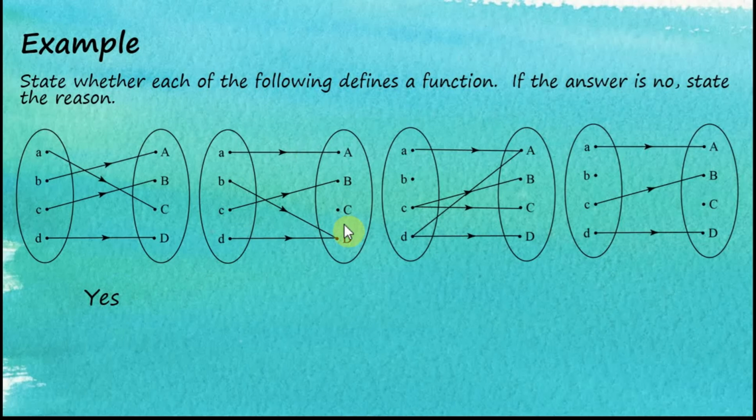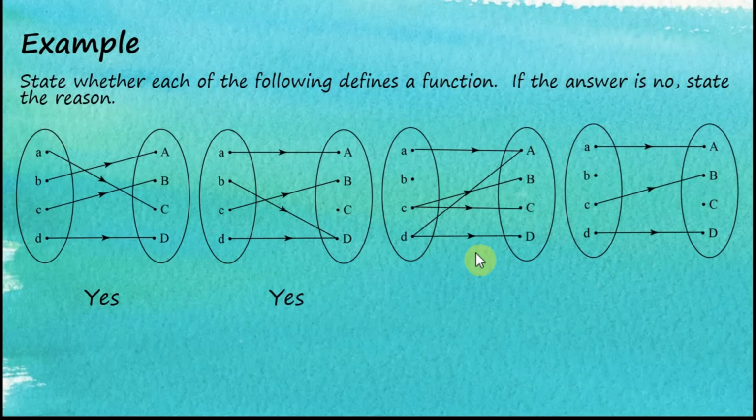The second one, this is many-to-one because B and D share the same image. Just now we learned that many-to-one relations can also be functions. So yes, this is a function because every object has only one image. Even though some of the objects share the same image, that's okay. So this is a function.